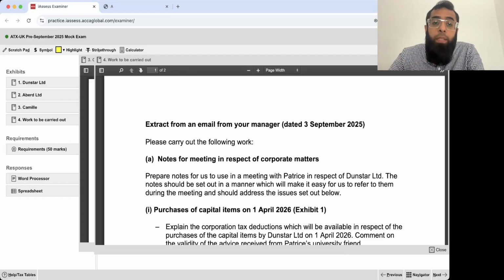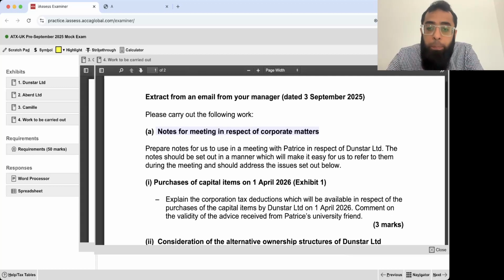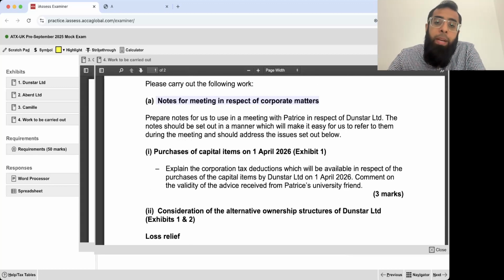Okay, now, work to be carried out. Extract from an email from your manager. Please carry out the following work. Part A. Notes for the meeting in respect of corporate matters. Prepare notes for us to use in a meeting with Patrice in respect of Dunster Limited. The notes should be set out in a manner which will make it easy for us to refer to them during the meeting and should address the following issues.